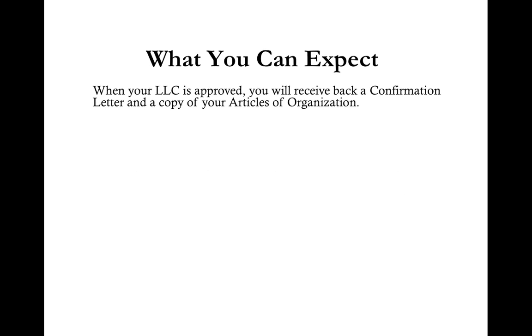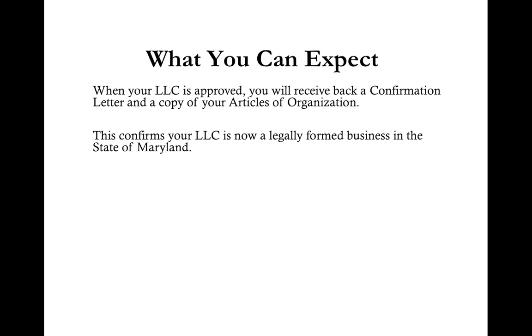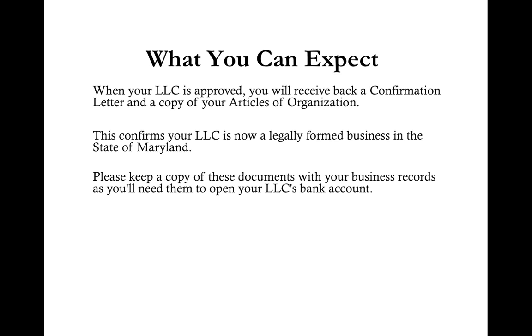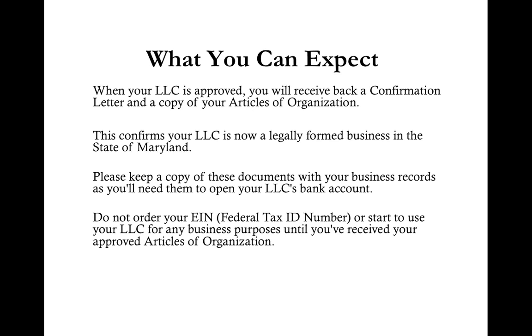When your LLC is approved, you'll receive back a confirmation letter and a copy of your Articles of Organization. This confirms your LLC is now a legally formed business in the state of Maryland. Please keep a copy of these documents with your business records, as you'll need them to open your LLC's bank account. Do not order your EIN, also known as your federal tax ID number, or start to use your LLC for any business purposes until you've received your approved Articles of Organization.